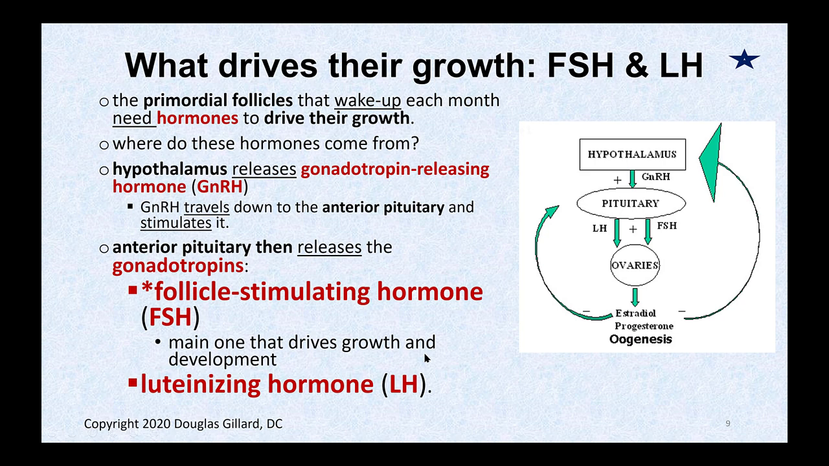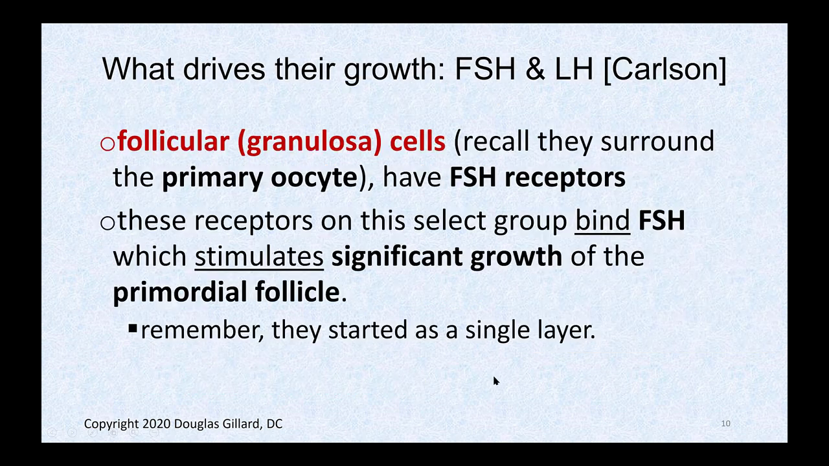What drives their growth? So I try to take a lot of the crazy molecular biology out, but we should understand this. So primordial follicles that wake up, what drives their growth? It's FSH and LH. So we know how that works. Each month, the hypothalamus releases gonadotropin releasing hormone, which goes down to the anterior pituitary, stimulates the release of the gonadotropins. Who are the gonadotropins? Follicle stimulating hormone FSH and luteinizing hormone LH. What do they do?